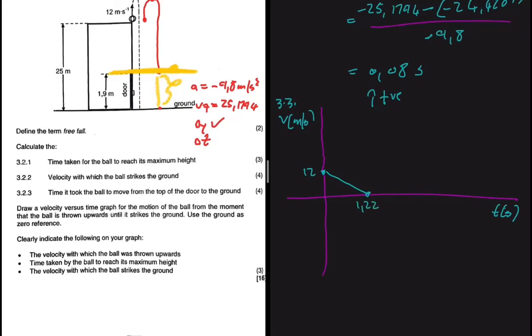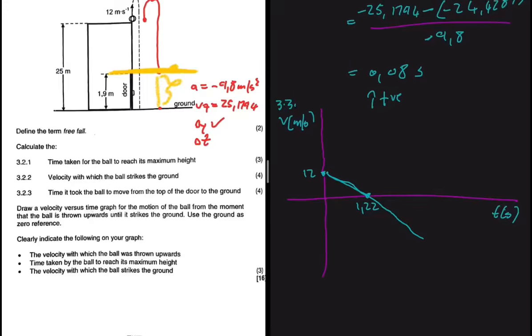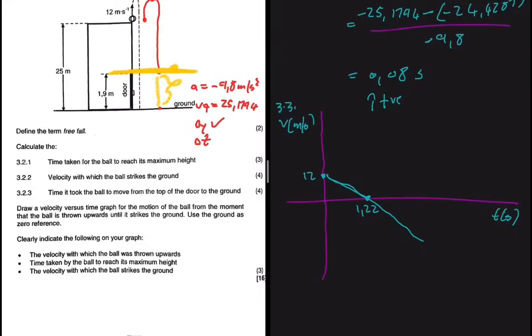It changes direction, right? And now we have a negative velocity, so our graph should keep on going down. That line must be straight. Let me make sure that it's straight. So we have a straight line going there until we reach a velocity of 25.1794, with a negative value. So we have minus 25.1794, right? That is the velocity at which we strike the ground. And yeah, I think this should be it.